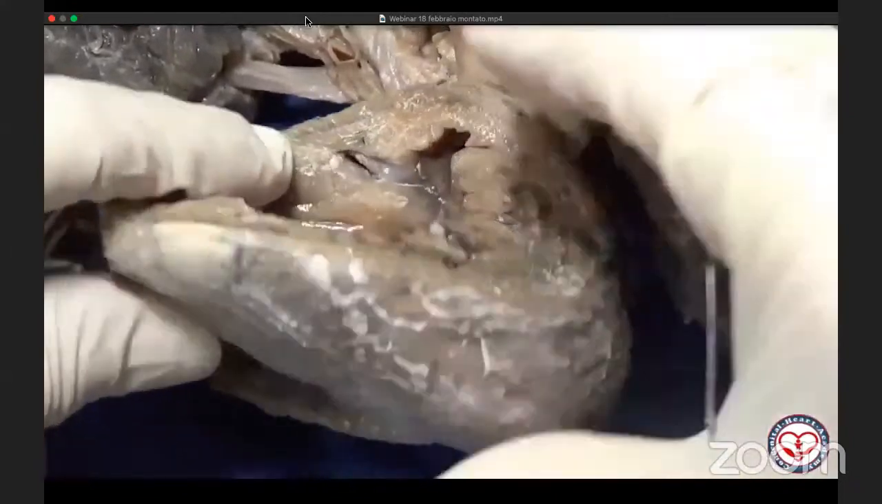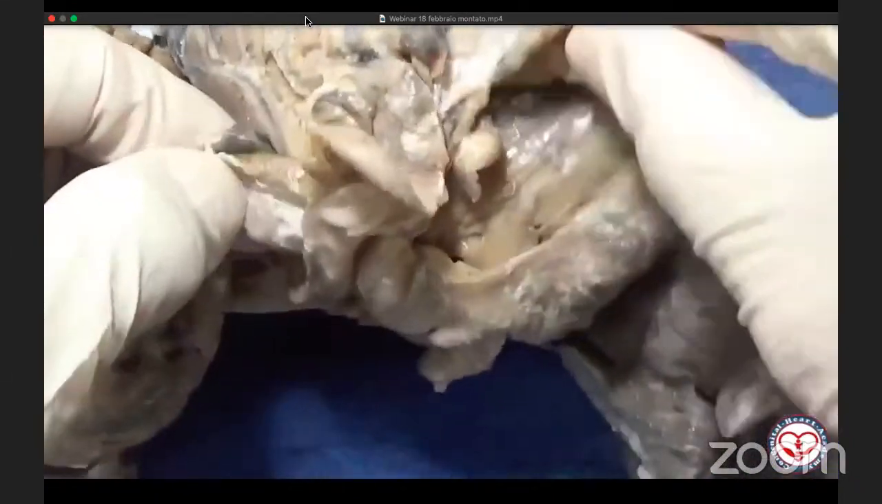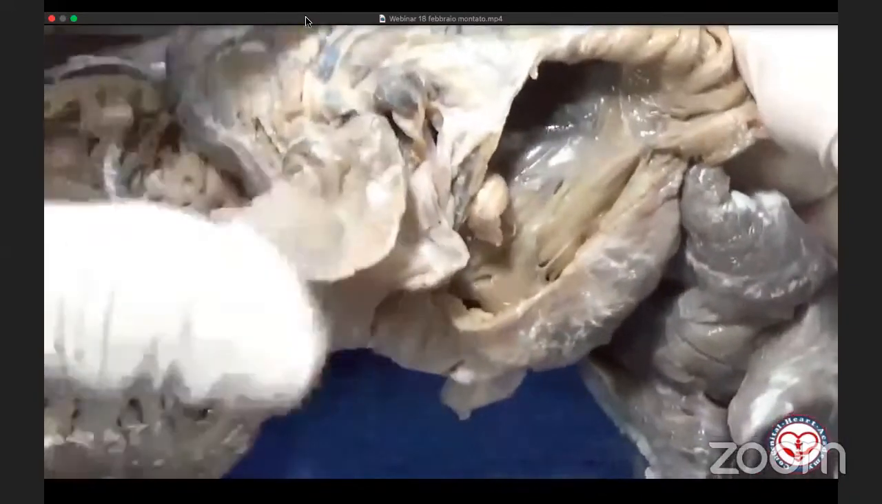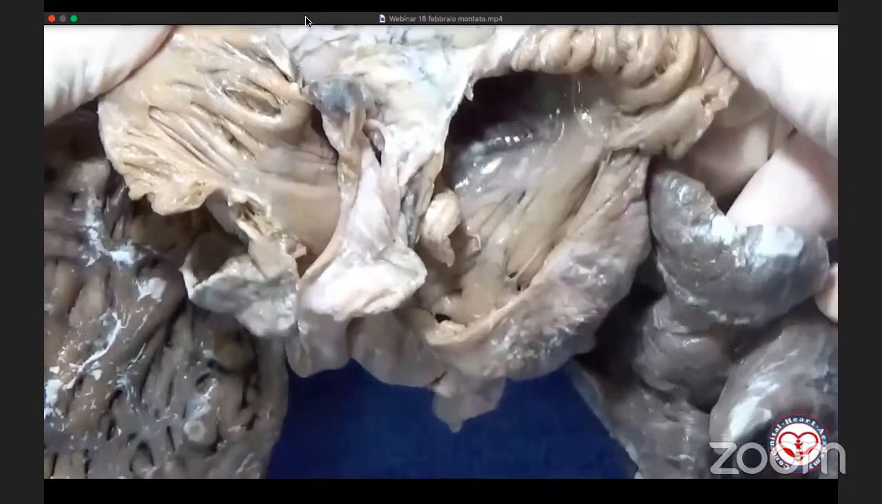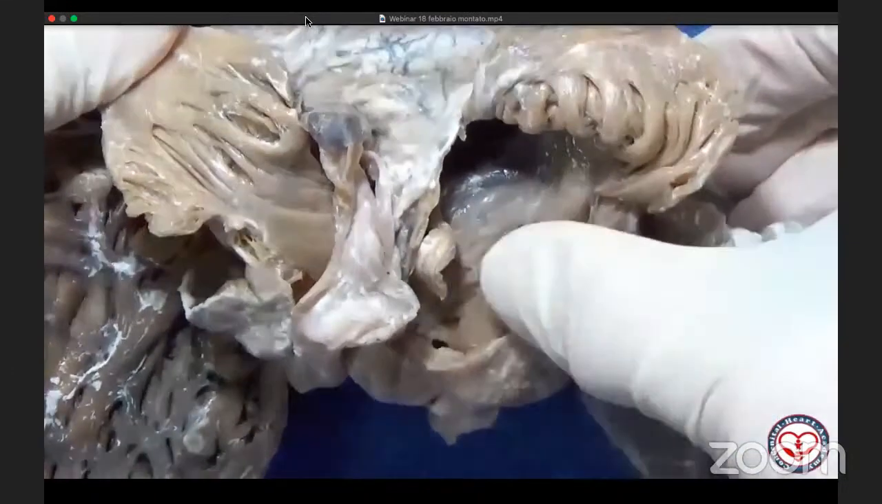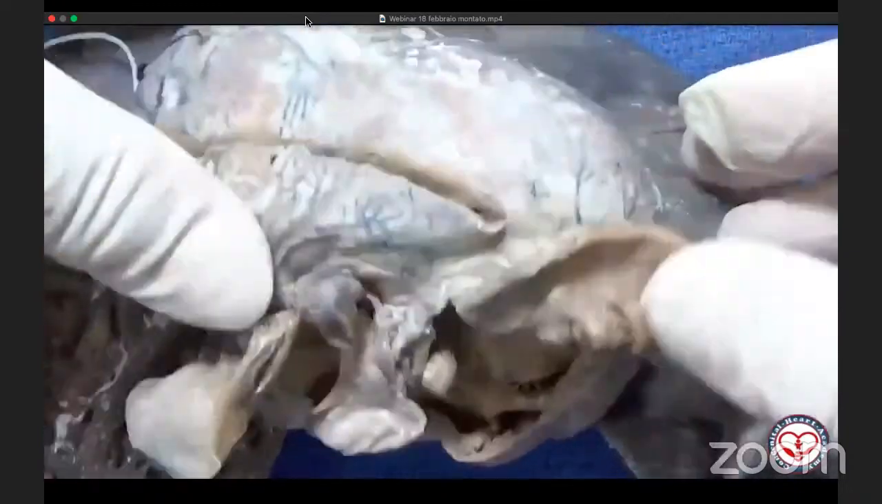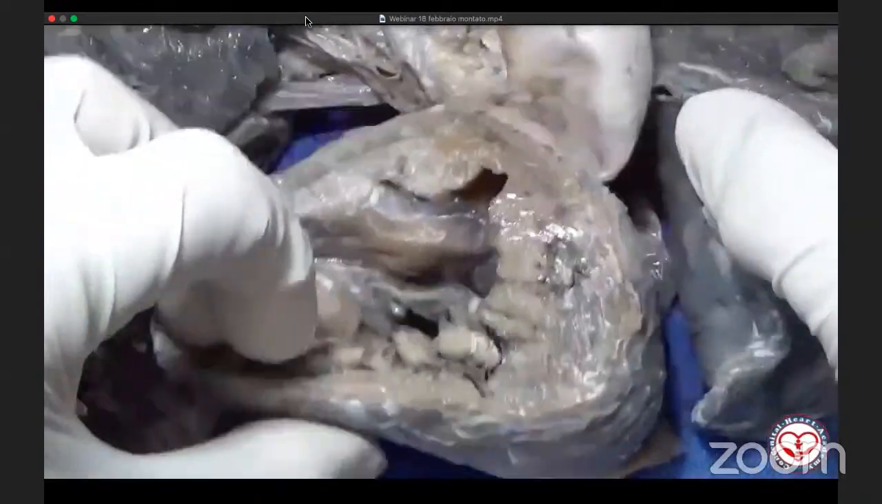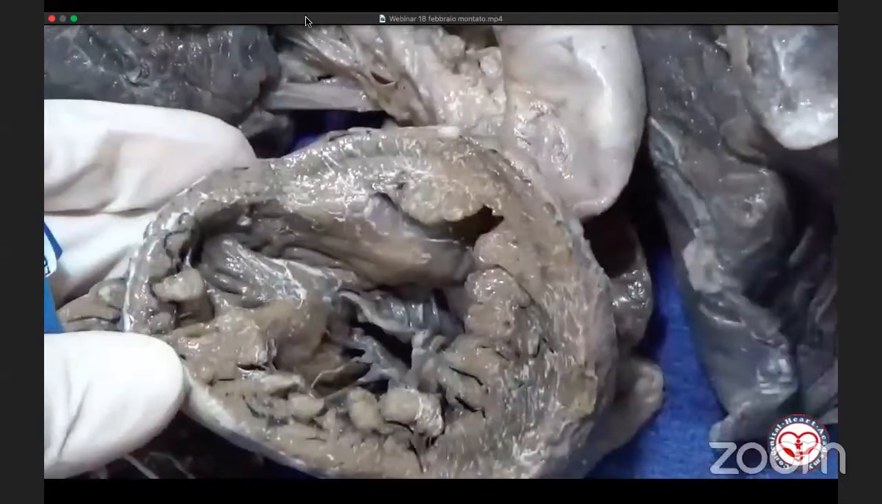Typically, these patients have isomerism of the right atrial appendages, and if I flip the specimen up, we can see the pectinate muscles within both of those atrial appendages. So it indeed does have isomerism of the right atrial appendages with a solitary, indeterminate ventricle.